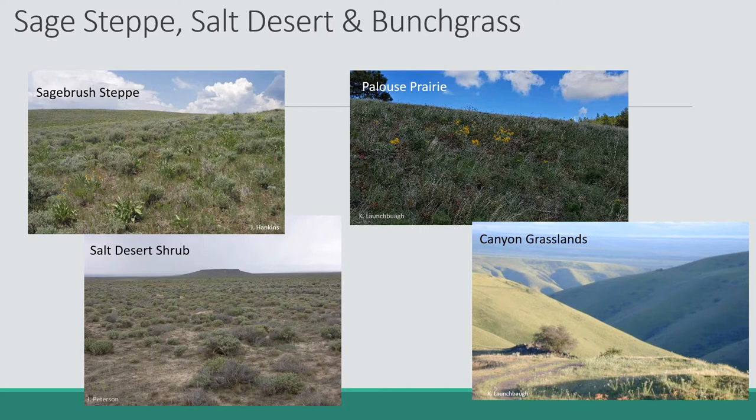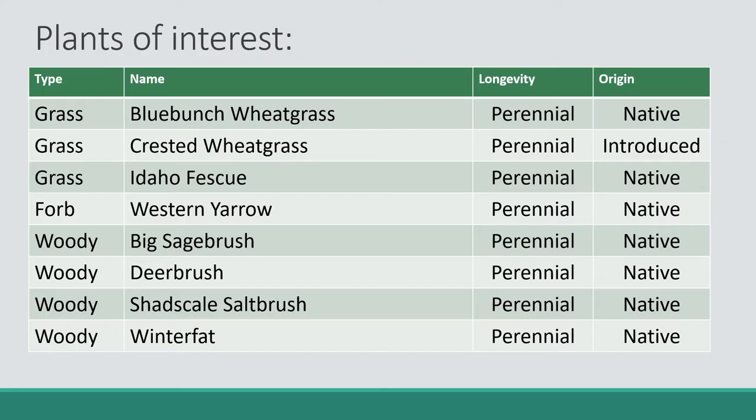We'll talk about that. On the right-hand side are a couple of the iconic grasslands that we think of as the bunchgrass, intermountain bunchgrass type. The Palouse Prairie, of course, that's what we have right here around Idaho, right here around Moscow, the University of Idaho. And the canyon grasslands are those grasslands that you see all the way through Oregon and Idaho and Nevada that are just in those canyons where the land wasn't farmed and it's still grasslands.